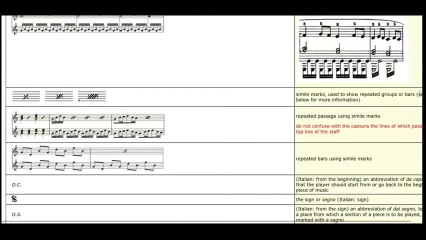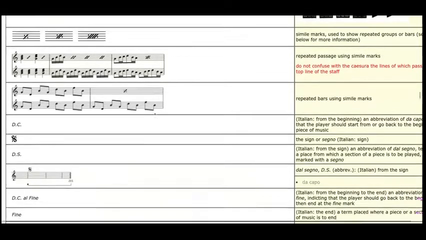This is measure repeats, okay? So if you see this first one here, that is telling you to repeat the previous measure. The second one, where you've got the 2 slashes, that's telling you to repeat the last 2 measures, etc.